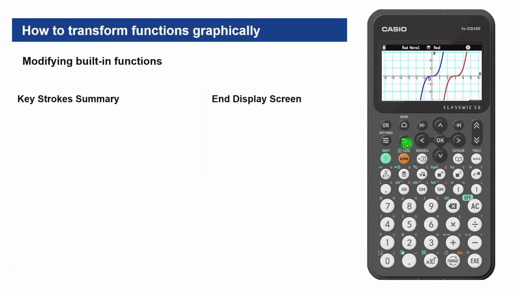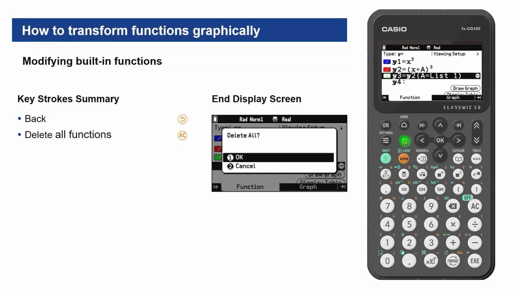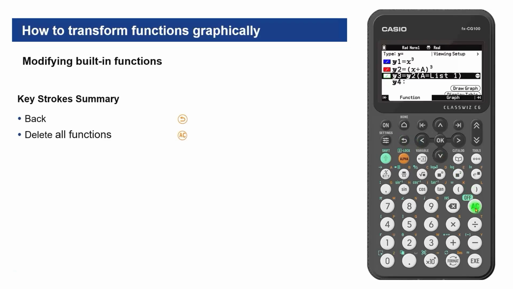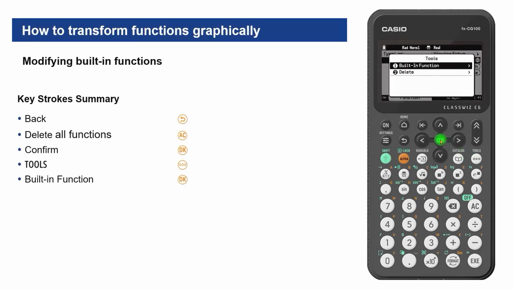For more efficient use of the Modify functionality, there are built-in functions that can be quickly entered. Return to Function and delete all the stored functions. This can be done by pressing Tools and selecting Delete All, or by pressing All Clear, and then confirming. Press Tools and select Built-in Function.